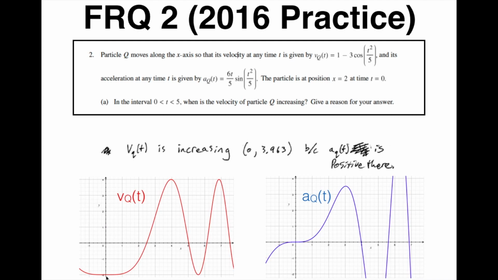the velocity is increasing from 0 to 3.963, but they would only be looking at the curve going up. So we want to talk in calculus terms, something that distinguishes what we've learned from pre-calculus material, and therefore we say v prime is positive, which in this case means a is positive. So the answer earns 1 point for the correct interval and 1 point for the explanation.